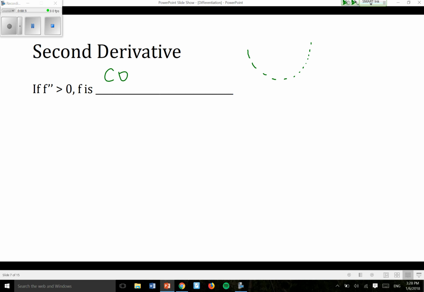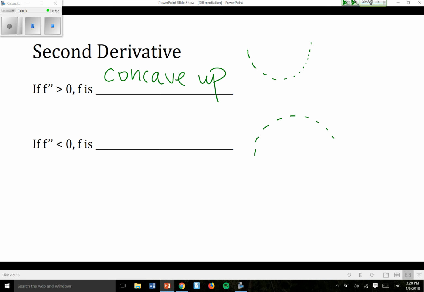My function is concave up. If f double prime is less than 0, if f double prime is negative, which also means f prime is decreasing, if my slopes maybe start off positive and just get more and more negative, then f is concave down.